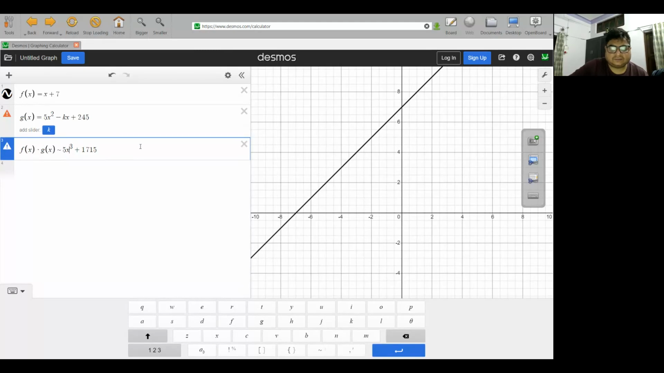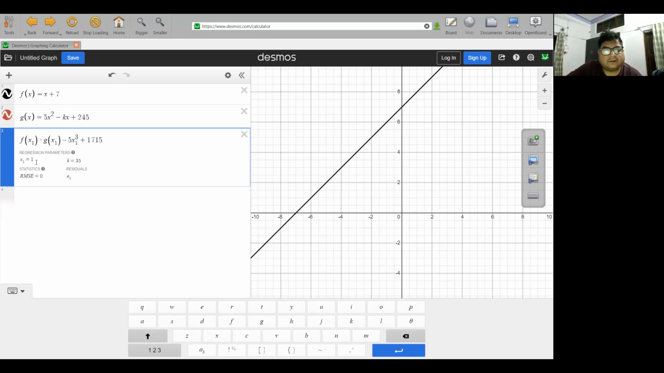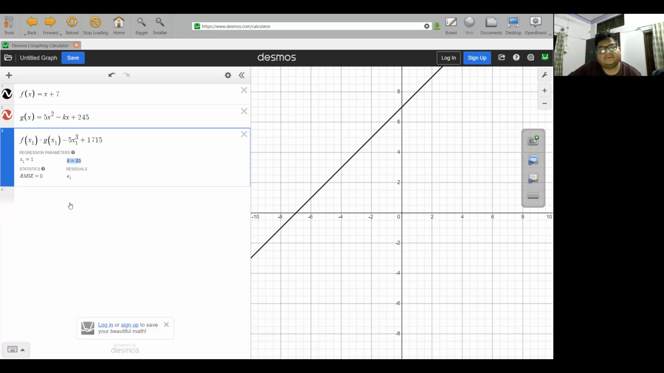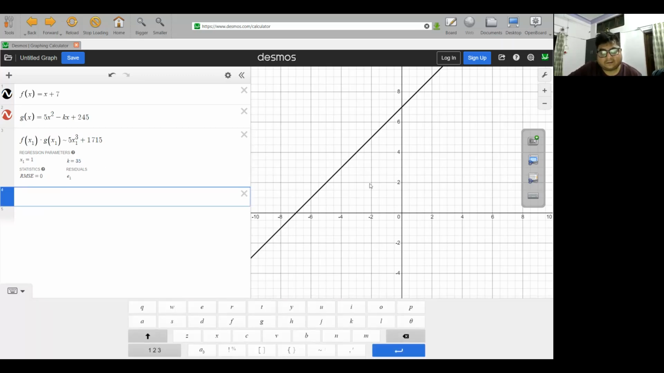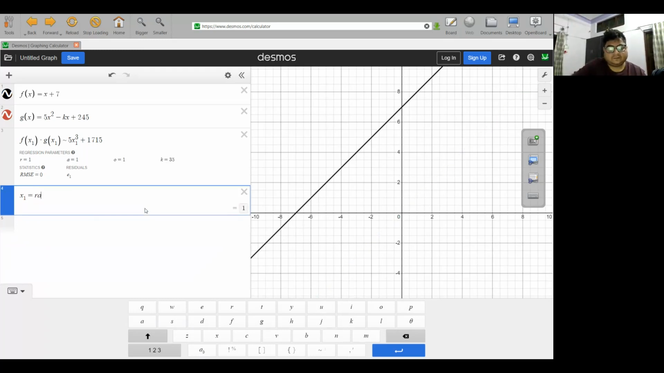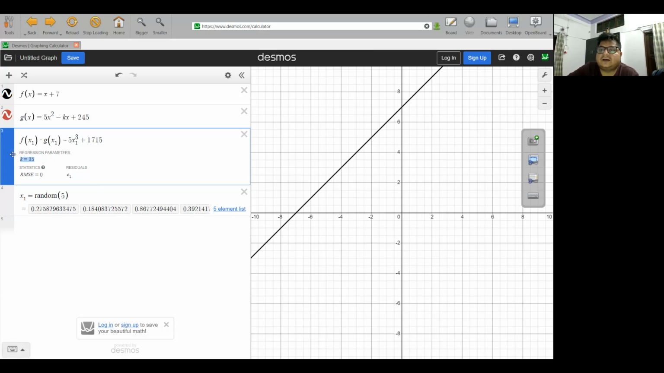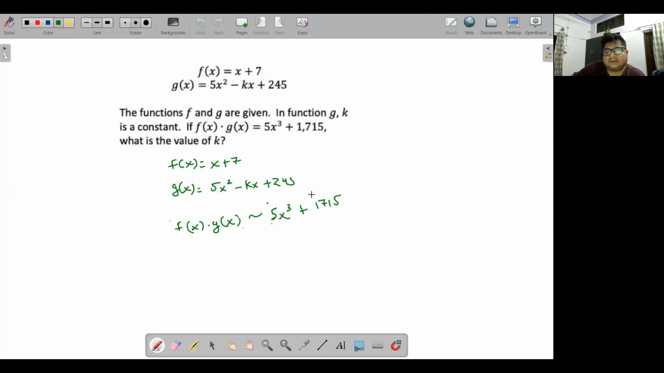So what you can do is, instead of x, write x1. Here also you can write x1, and here also x1. See, it will give you the value of k equal to 35, but here it is taking x1 as always 1. What we can do is give a random 5, and see, it gives you the value k equals 35. So the answer is k equals 35.